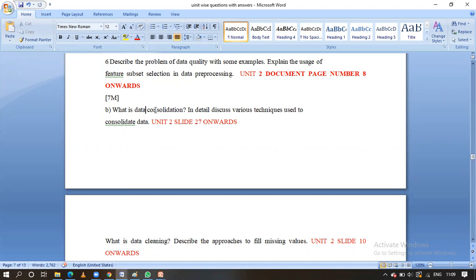Okay, I will give options: data reduction, transformation, integration, cleaning. Which one is related to data consolidation? Which one do we write here? In preprocessing we haven't discussed the word data consolidation, but this one is similar to another one. Which one, guys? Tell me. Respond. Data consolidation comes under what?